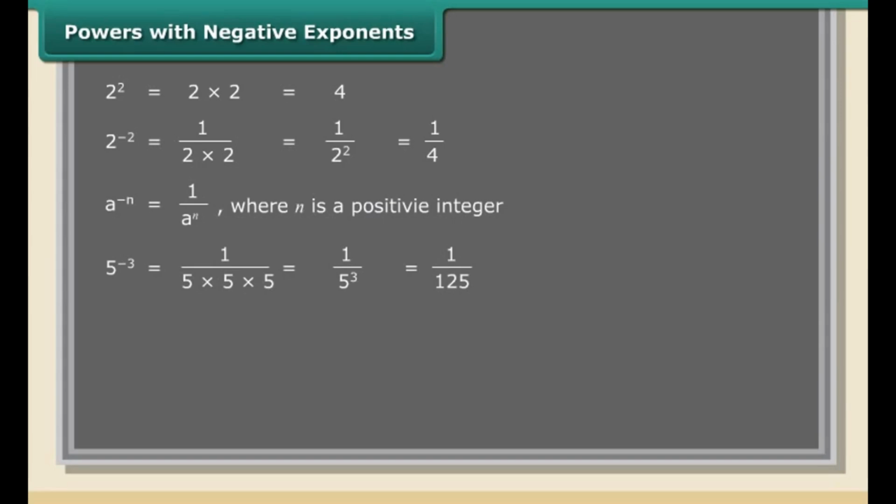5 raised to the power minus 3 is equal to 1 upon 5 × 5 × 5, which is 1 upon 5 raised to the power 3, which is 1 upon 125. 10 raised to the power minus 1 is equal to 1 upon 10. 10 raised to the power minus 2 is equal to 1 upon 10 × 10, which equals 1 upon 100, which is equal to 1 upon 10 raised to the power 2.